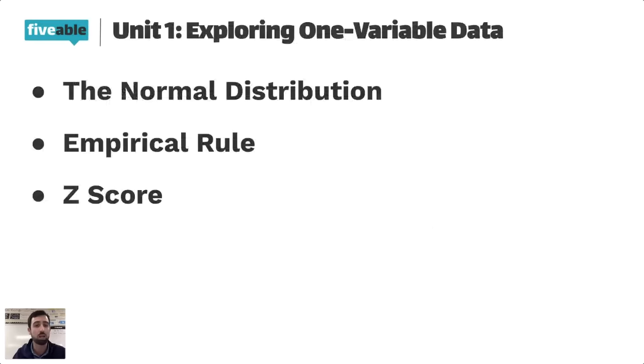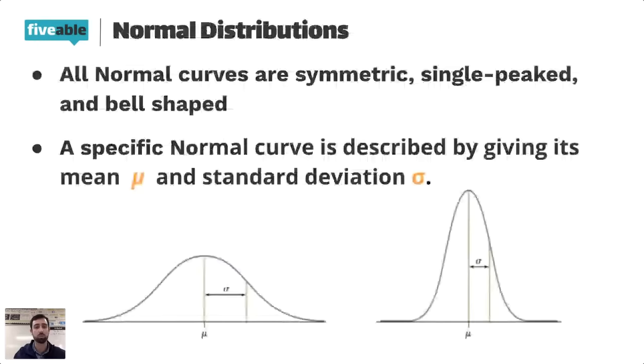Another big thing when talking about the normal distribution or exploring one-variable data is location. And so that goes into our second chapter, which is all about the normal distribution, empirical rule, and z-score. Normal distributions, I'm going to switch back to the PowerPoint. I think that might be a little bit more effective.